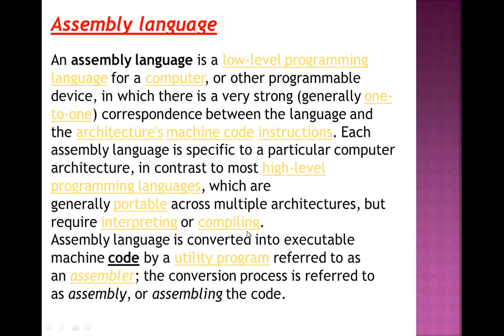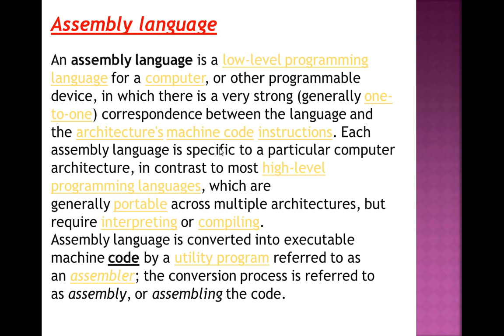Now let's start with assembly language, because this chapter focuses on assembly language. Assembly language is nothing but a programming language, which means the programmer uses it for writing programs. It is a low-level programming language for a computer or other programmable device in which there is a very strong, generally one-to-one correspondence between the language and the architecture's machine code instructions.